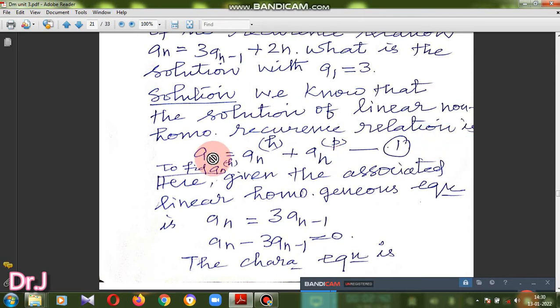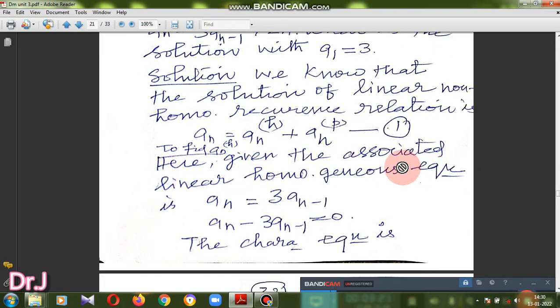We know the solution of a linear non-homogeneous recurrence relation, which I discussed in the last class: a_n equals a_n^(h) plus a_n^(p). This is the solution format. I am taking that as equation number 1, because this may be useful in the future, since we will substitute after finding this and this in this equation. Therefore, it is better to identify this as equation number 1.